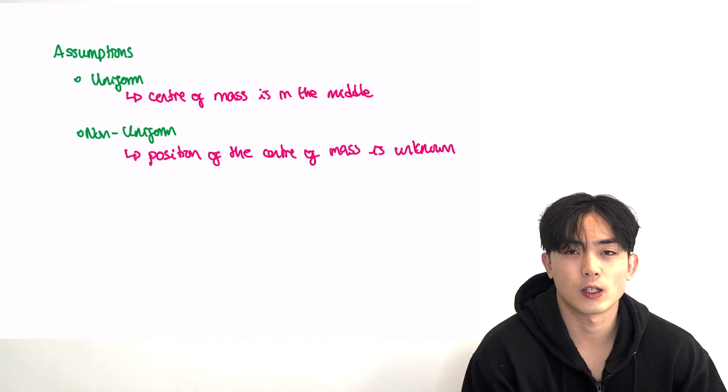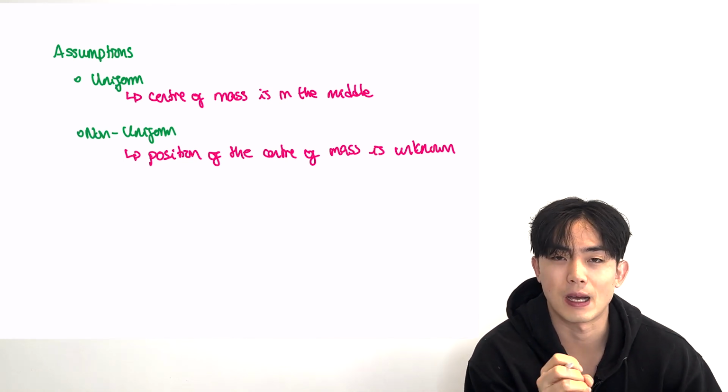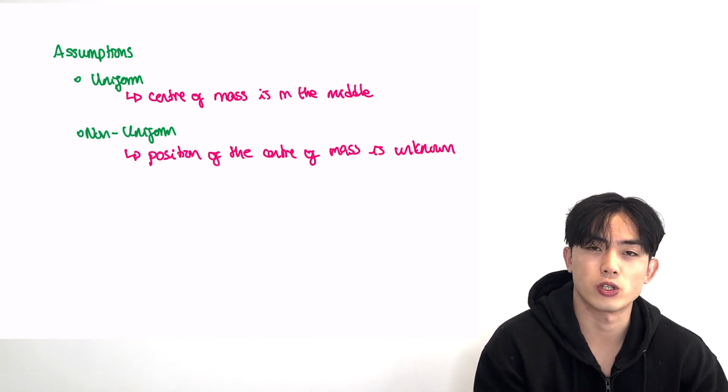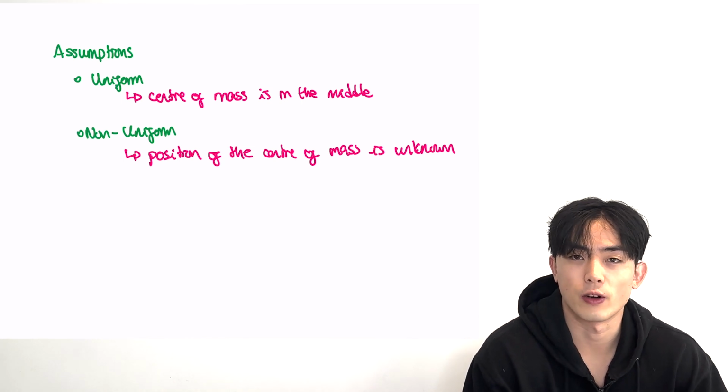But sometimes in certain questions, they might say the rod is non-uniform, in which case we don't really know where the center of mass of the plank is going to be. So we can't say it's in the middle. It's going to be somewhere along the plank. We just don't know. And in this case, we have to actually find this new positioning of the center of mass.